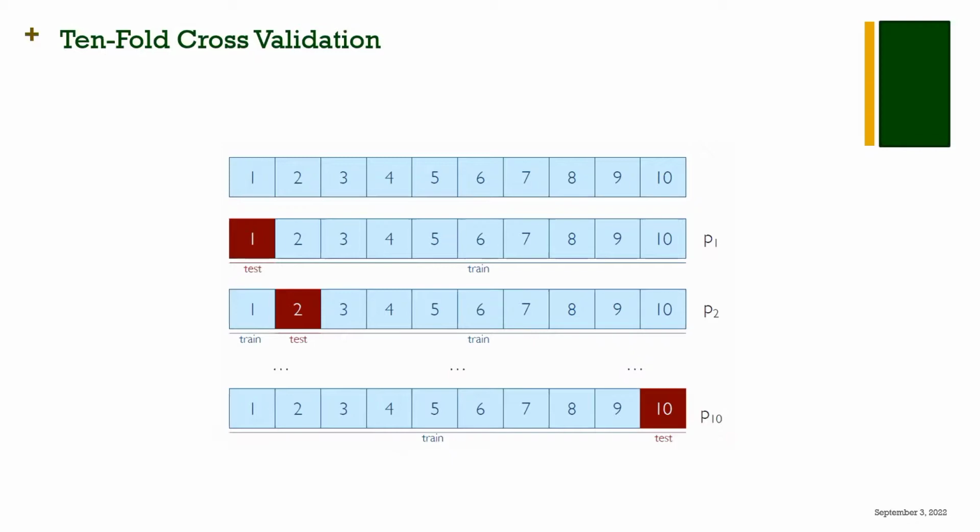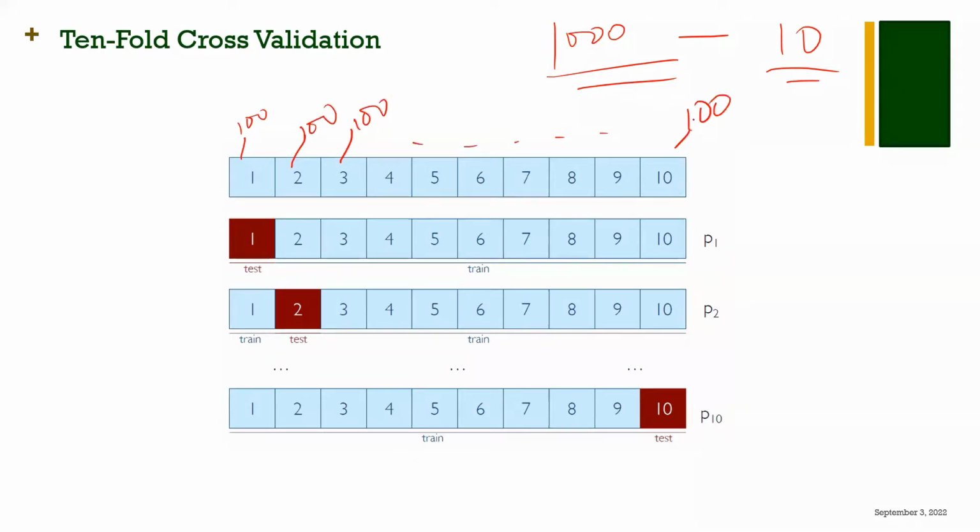So the idea is, let's say I have 1,000 samples. I divide it into 10 equal sizes, so that will make it 100. So this one is going to have 100 samples, 100 samples, 100 samples, up to this one. So 100 times 10 is going to be 1,000. So your data is complete.